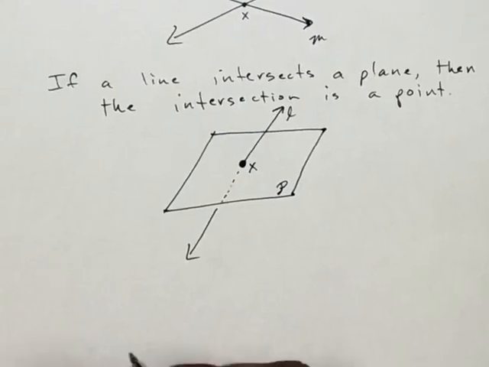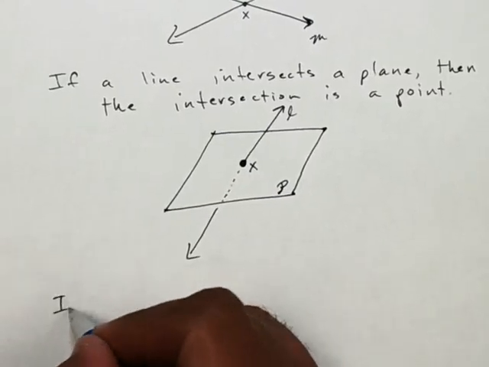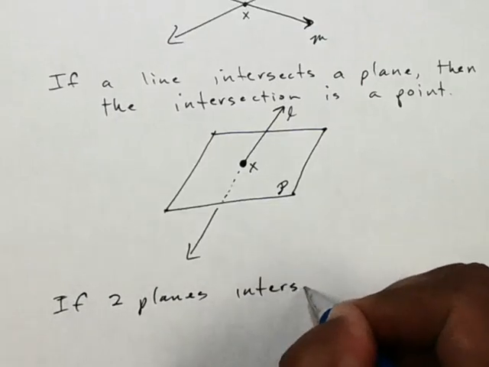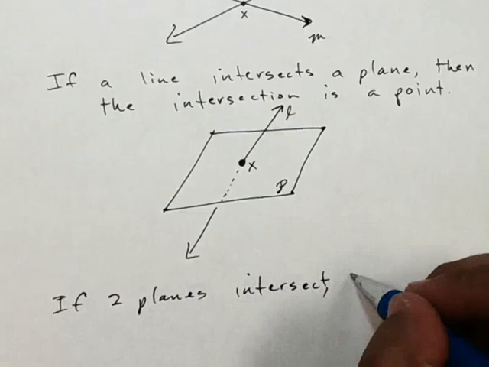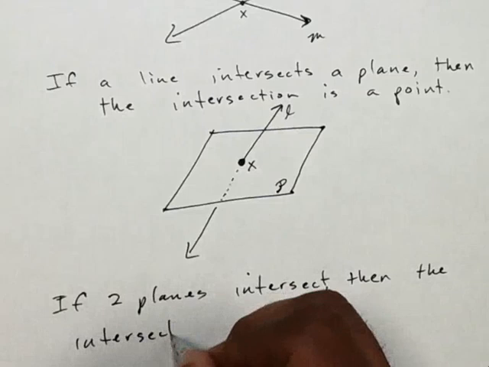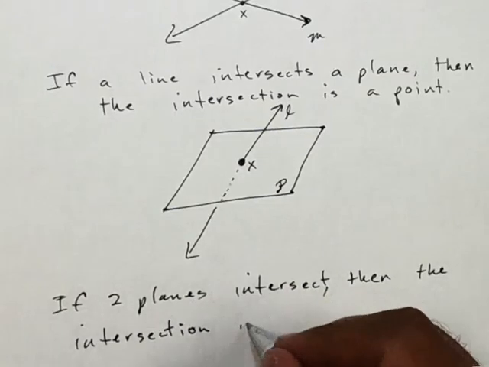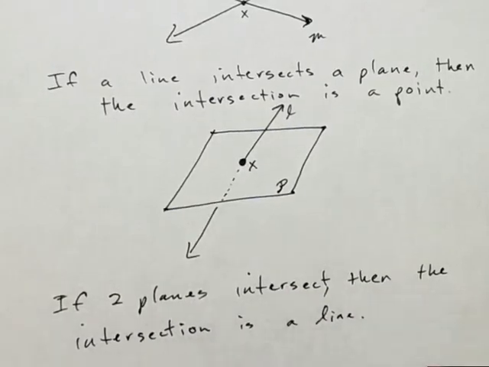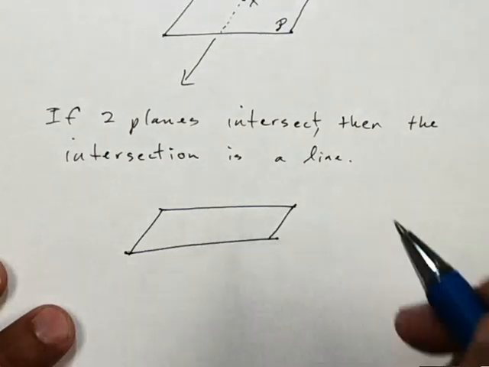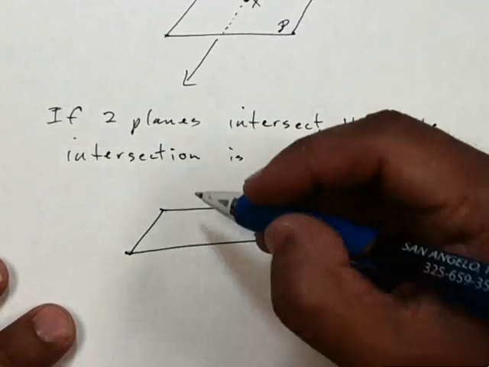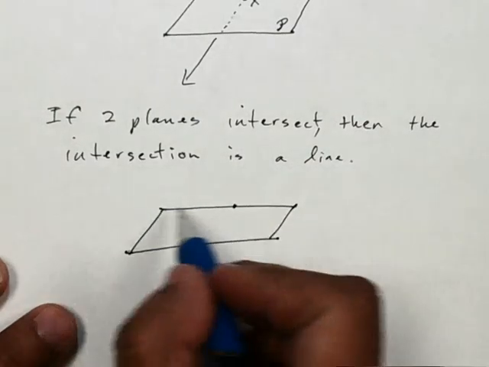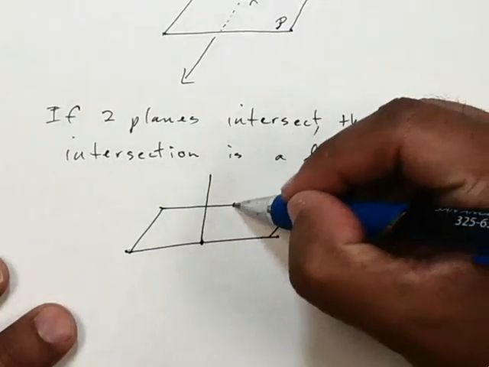And the next one we have is if 2 planes intersect, then the intersection is a line. Right, and the way we draw this is we kind of draw a parallelogram going one direction. And we'll draw a plane, kind of pick up your endpoints, pick 2 points on the edge of the plane. You would draw straight up.